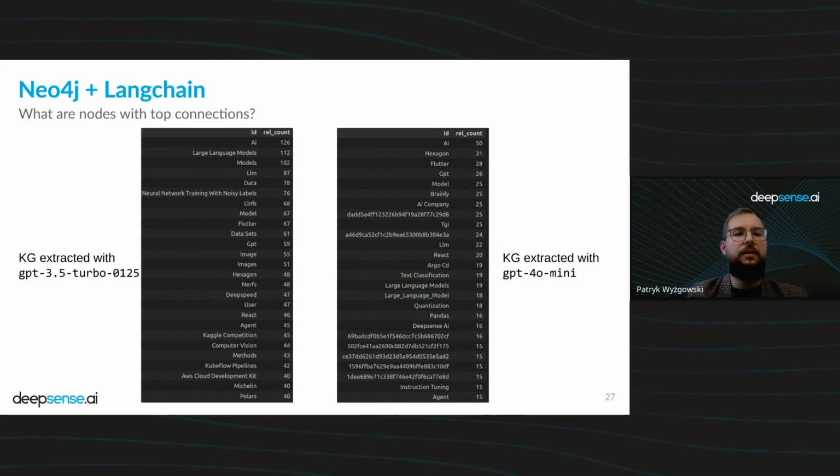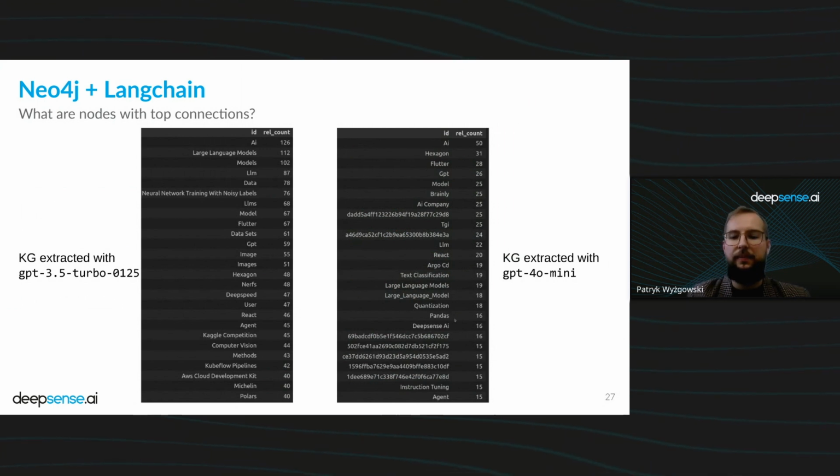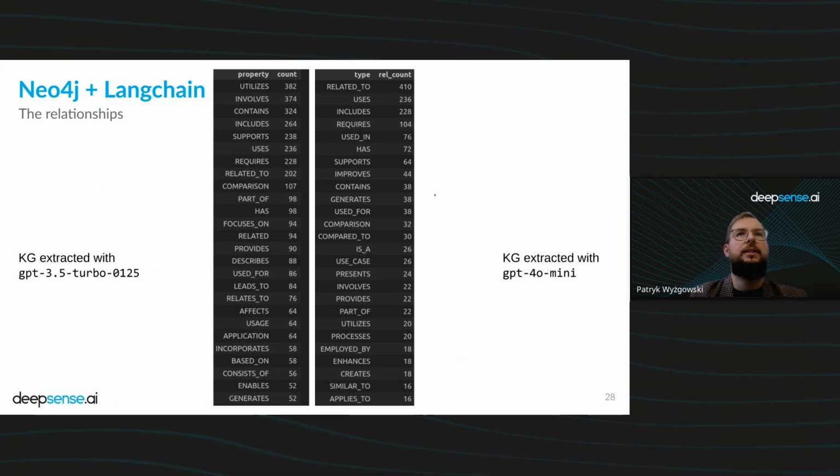Of course, there is a lack of entity resolution. LLM and LLMs are separate nodes now, but when you sum them up, you may notice that LLMs are the top node. For GPT-4o, it differs a bit, but you may notice that some of them are still there. For the relationships, it's a bit different, because I think the ones you have with GPT-4o are more general.